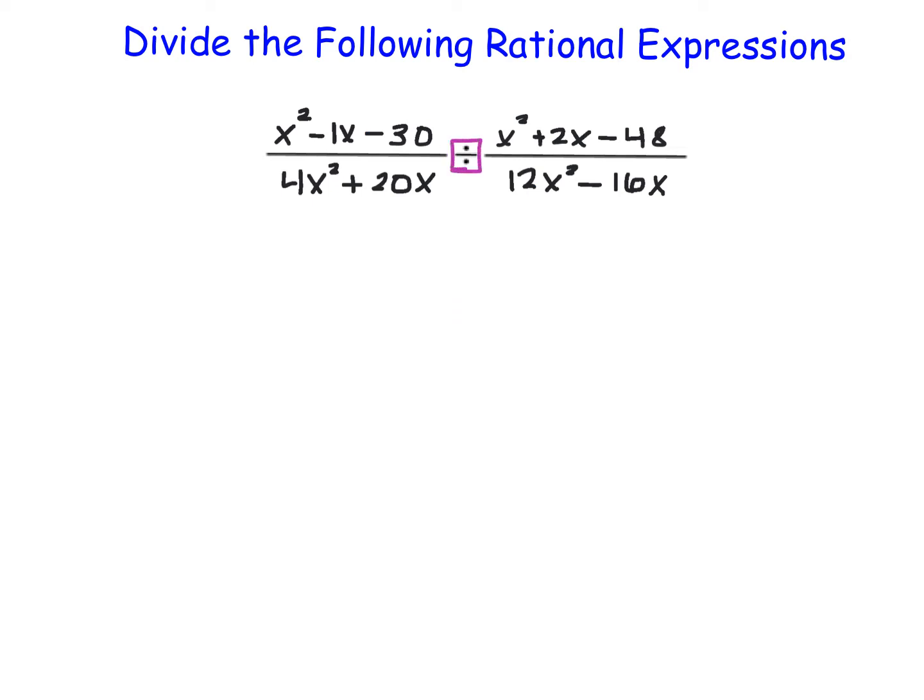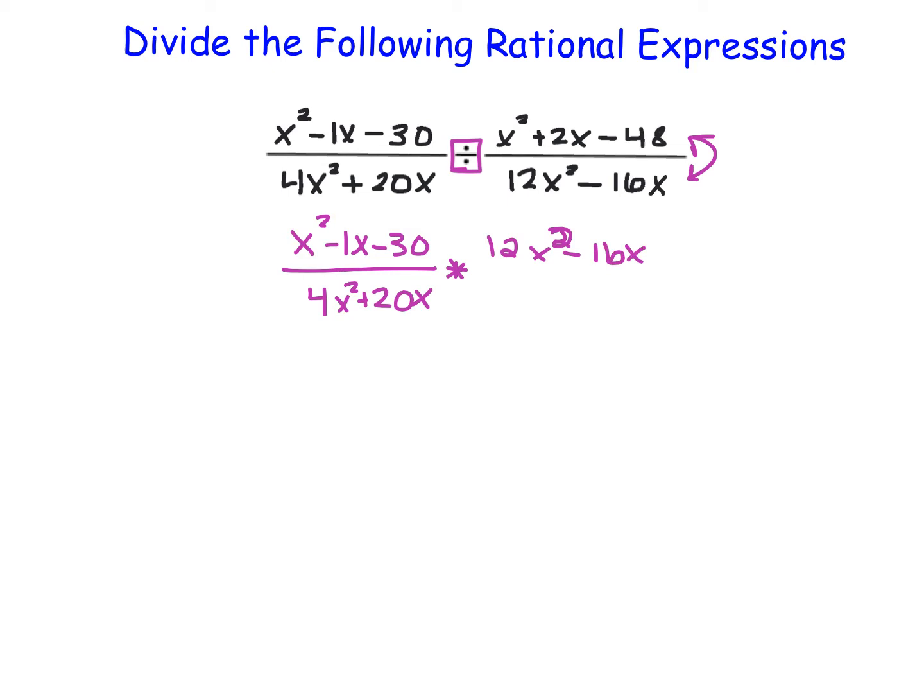So the first thing I'm going to do is rewrite this into multiplication. So here we have x squared minus 1x minus 30 left alone over 4x squared plus 20x. So we leave the first fraction completely alone. Then we're going to multiply it by the flipped second fraction. So we switch to multiplication, and we flip to the reciprocal of the second fraction. So this becomes 12x cubed minus, or x squared, excuse me, minus 16x over x squared plus 2x minus 48.